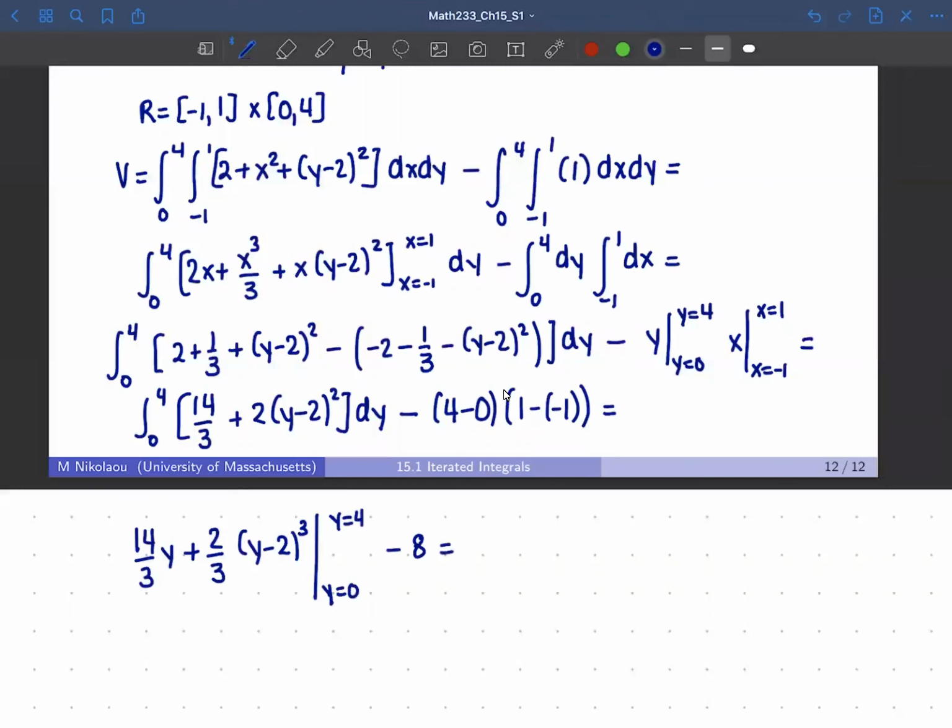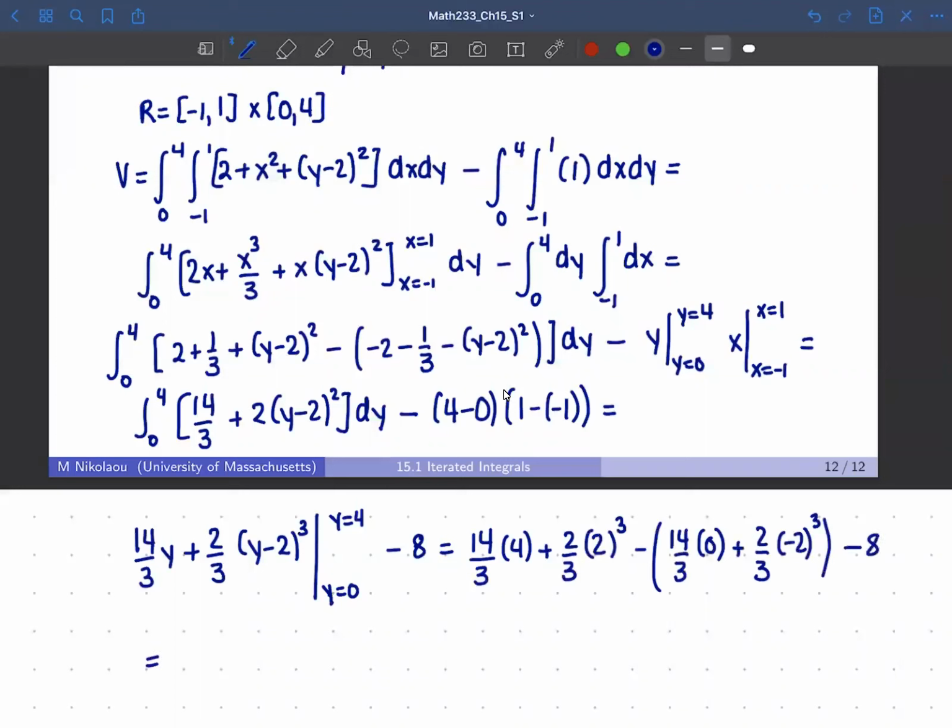So that is equal to, if we set y equals 4, we'll have 14/3 times 4 plus 2/3 times (4 minus 2) which is 2 to the third power. And then for y equals 0, we'll have minus 14/3 times 0 plus 2/3 times (0 minus 2), which is negative 2 to the third, minus 8.